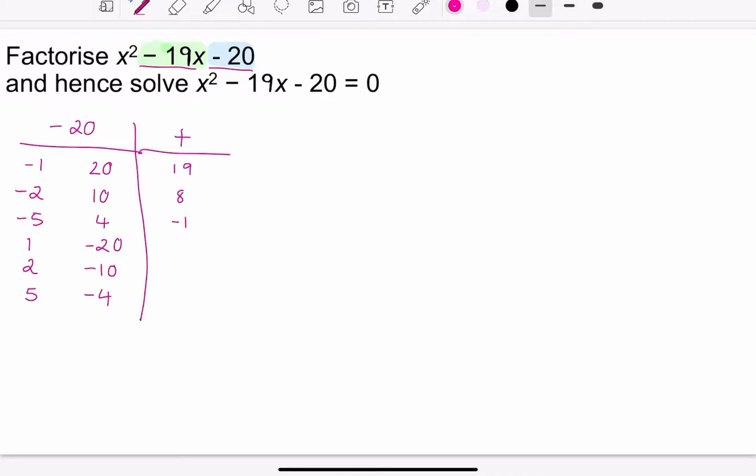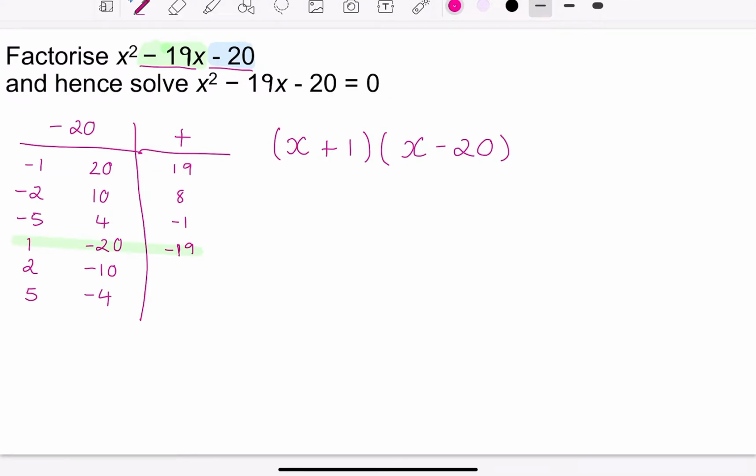1 add minus 20 or minus 20 add 1 is indeed minus 19. You can stop here or you can complete the rest if you would like. However, there is only one combination that would give us this answer. So we're going to be working with this one here. So into our bracket then, for the factorised part, you need to get x plus 1 because you have positive 1, and an x with minus 20 because we have minus 20.